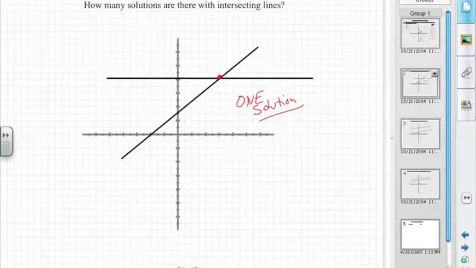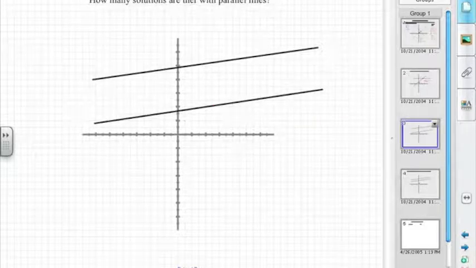Because these two lines only cross each other in one place on the graph. You could extend these lines on forever in all four directions, and they would never cross each other again. That's the only place they intersect. Okay? How about these two parallel lines?